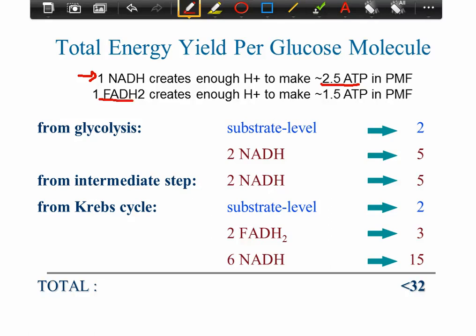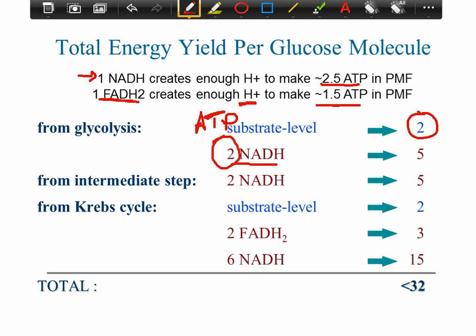And if FADH is the carrier, but it's only the carrier for the electrons one place in the Krebs cycle, you get a little bit less hydrogen ion, and that makes about 1.5 ATP in the proton motive force. Now, if you take all of these, here's everywhere where energy is coming from. From the glycolytic pathway, we made 2 reduced NADHs. Remember, we also made ATP directly by substrate level phosphorylation. We made 2 of those.